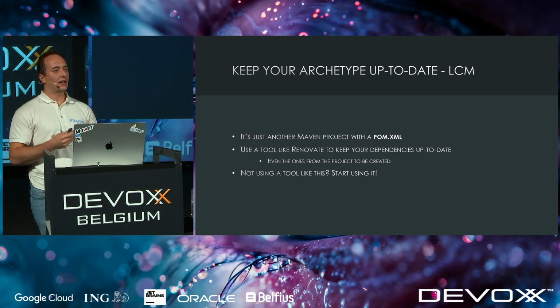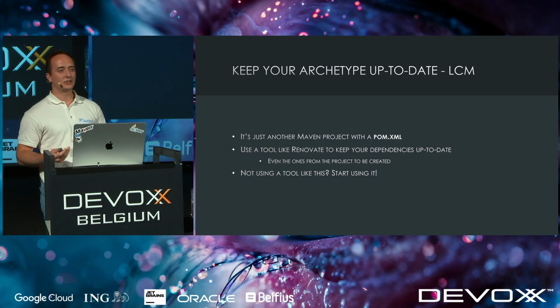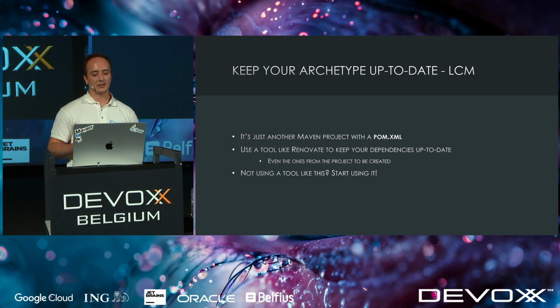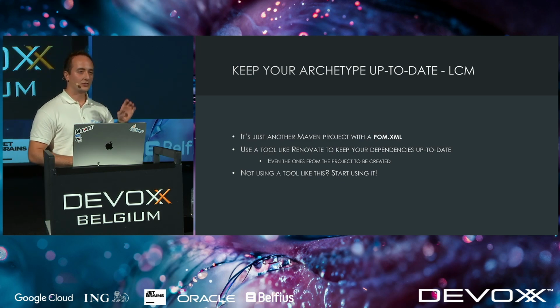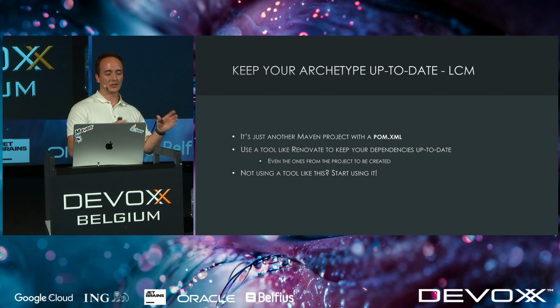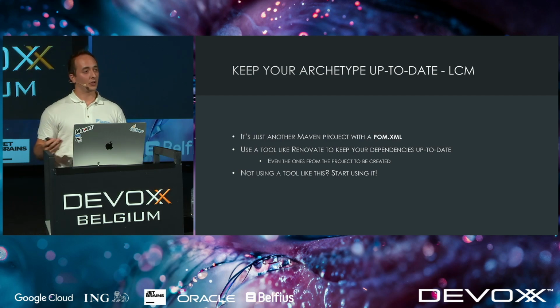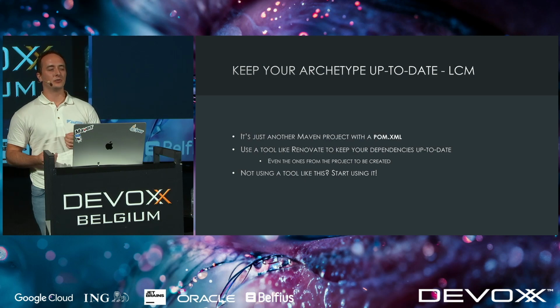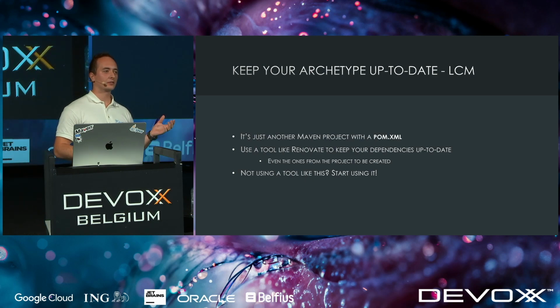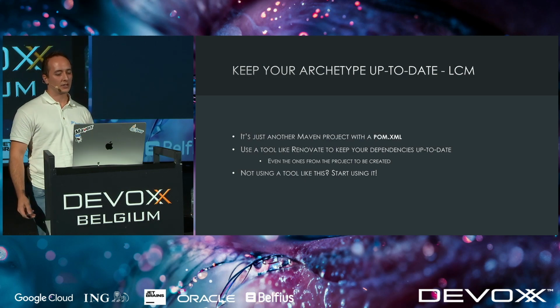As it's just another Maven project, it's just another POM file, you can actually use lifecycle management on it. So if you have Renovate, or if you have the GitHub bot, or anything like that, you can just put it on this project, on your archetypes, and it will keep it up to date for you, because there is nothing more important than when you use something that you might not use as frequently as, let's say, your normal code or your daily work.